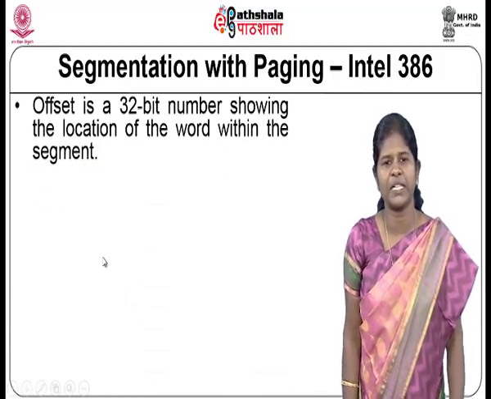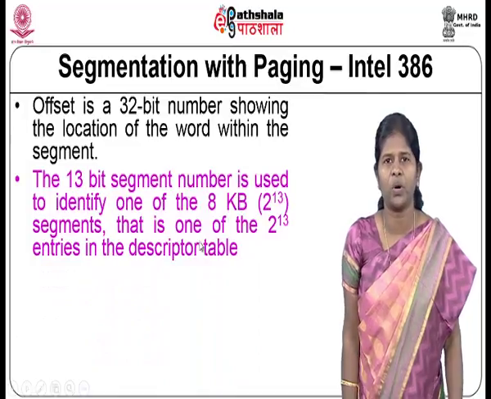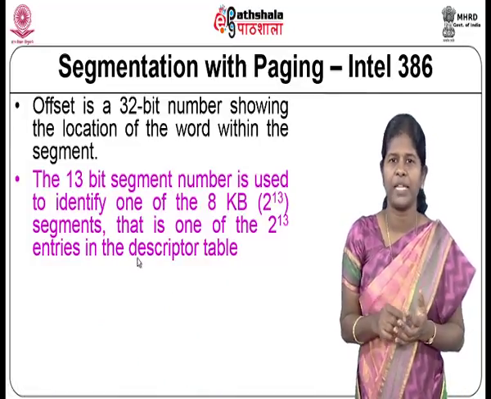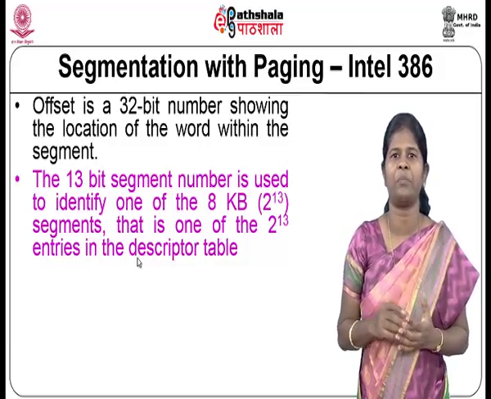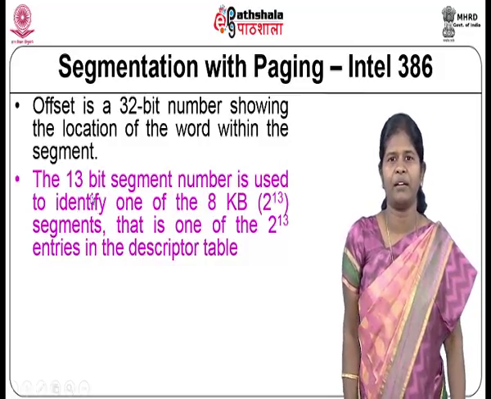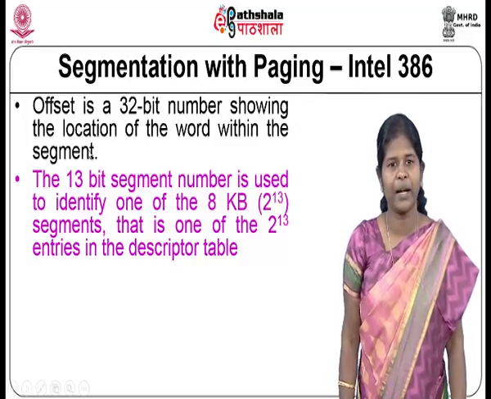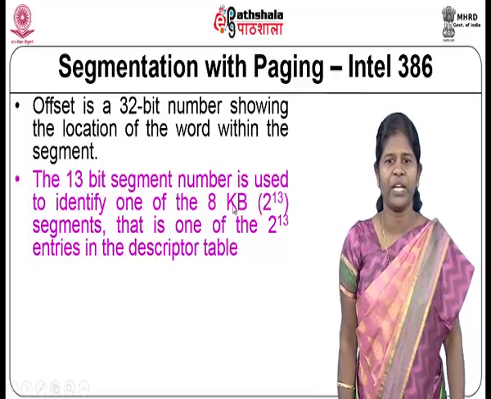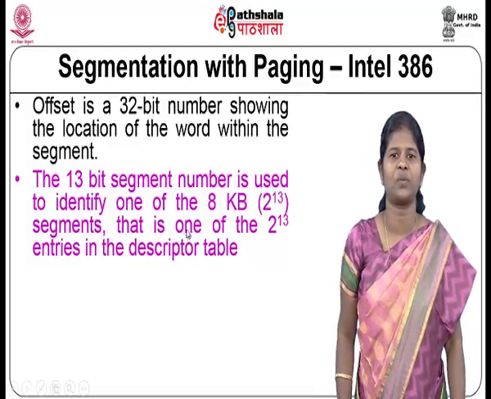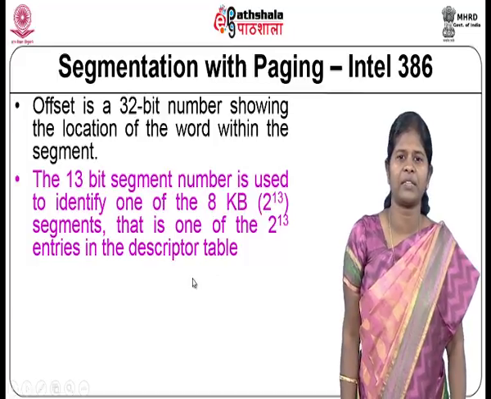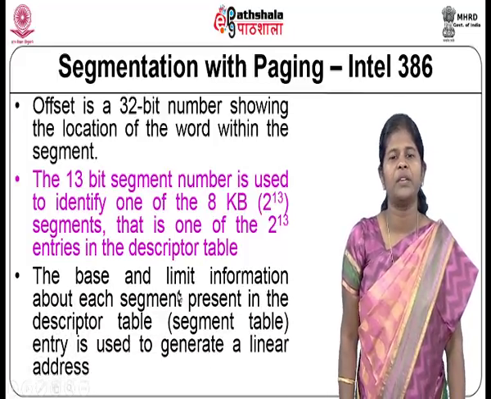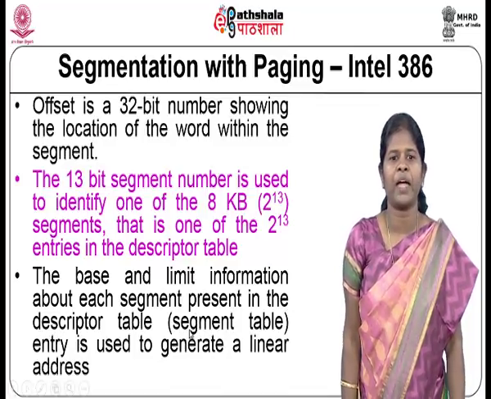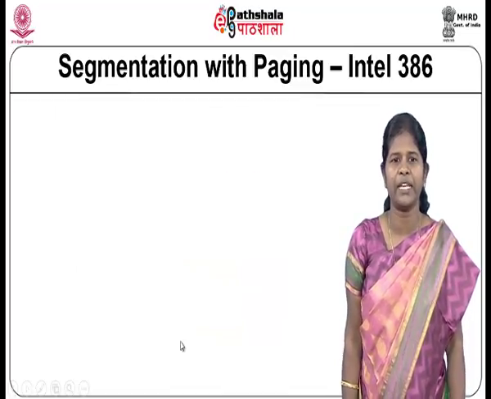The offset is a 32-bit number which shows the location of the word within the segment. This selector and offset correspond to the segment number and offset that you had in the earlier segmentation case. The 13-bit segment number is used to identify one of the 8 kilobyte segments, that is, one of the 2 power 13 entries in the descriptor table. The base and the limit information about each segment is kept in the descriptor table, and this is used to generate a linear address now.